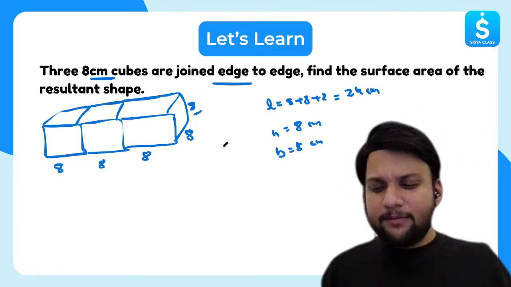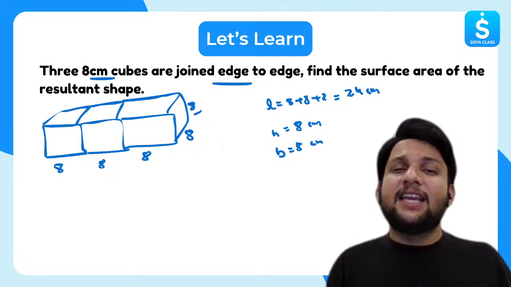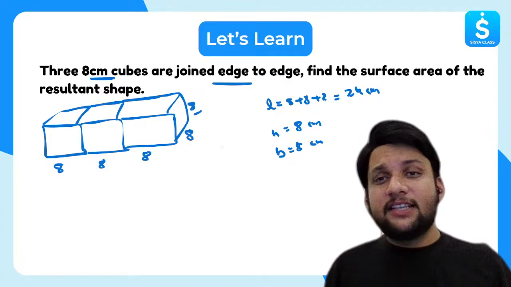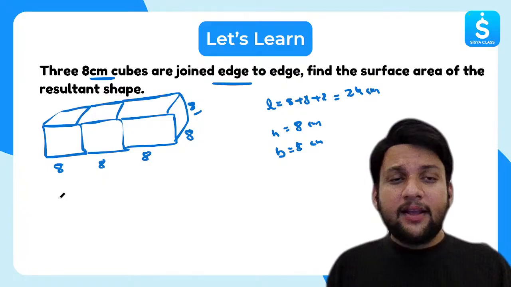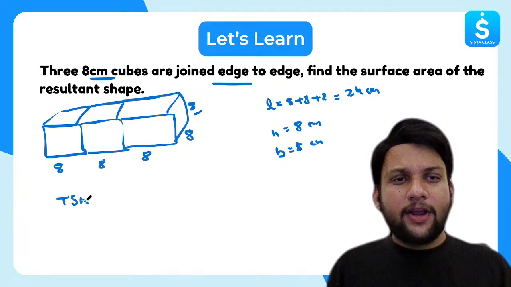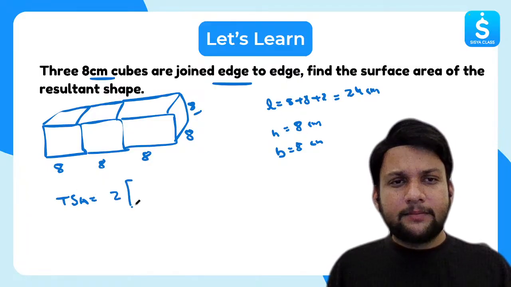See, that is the thing. If I'm joining edge to edge, the breadth remains the same, the height remains the same, but length changes and it will become 3 times. Now it is a cuboid. What is the formula for cuboid? If I have to find TSA of cuboid, it is 2 multiplied by LB plus BH plus LH, right?